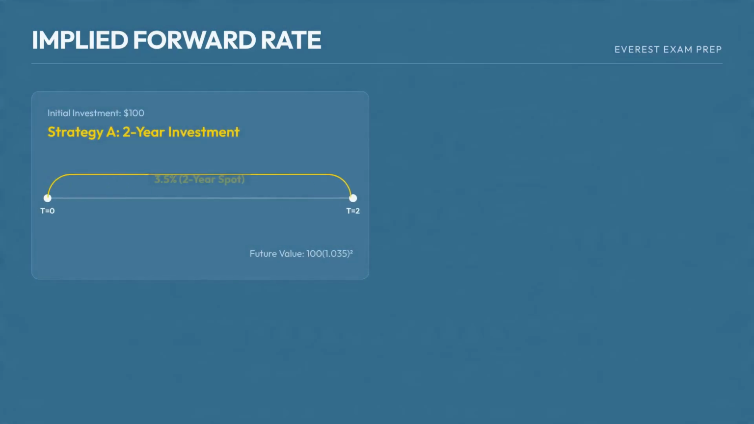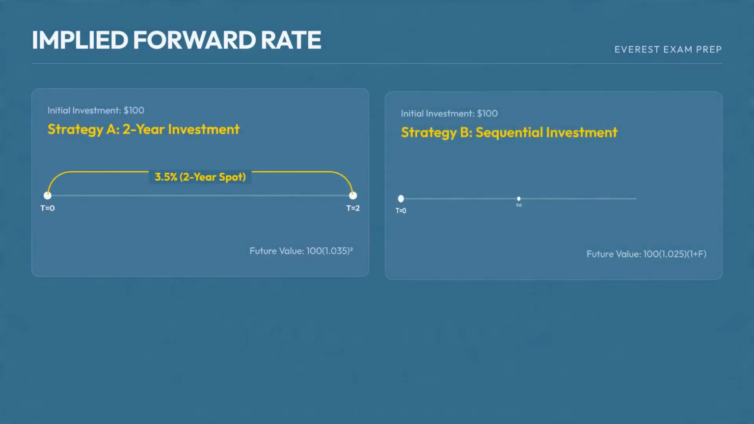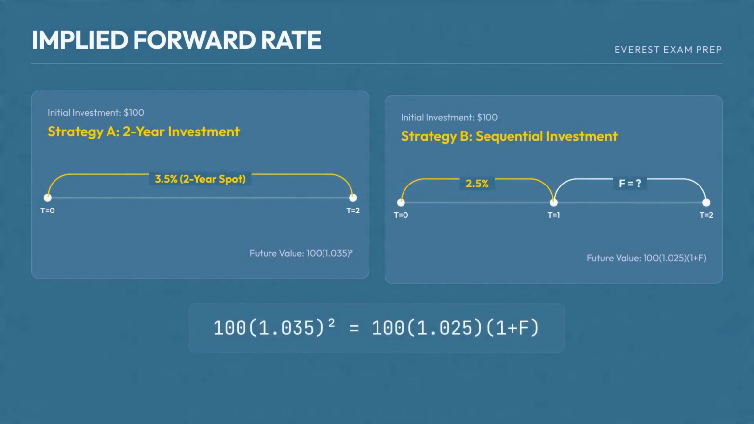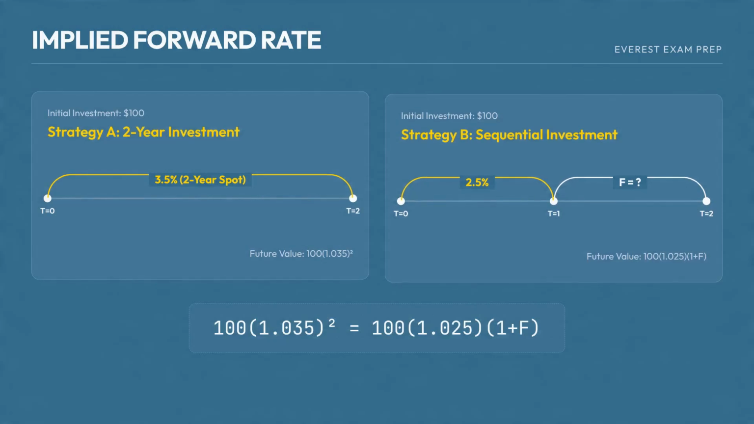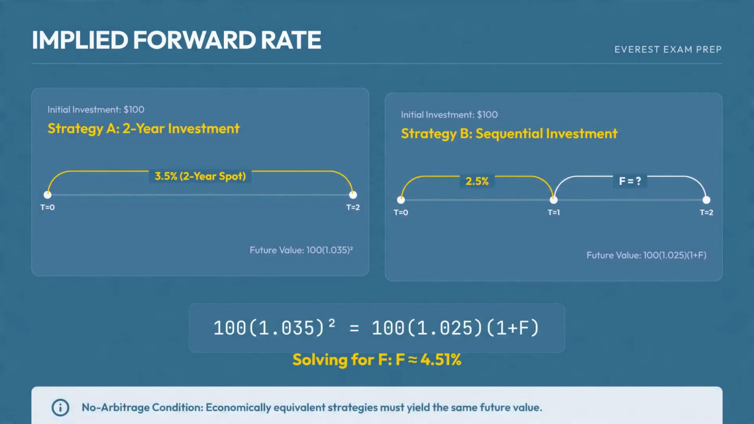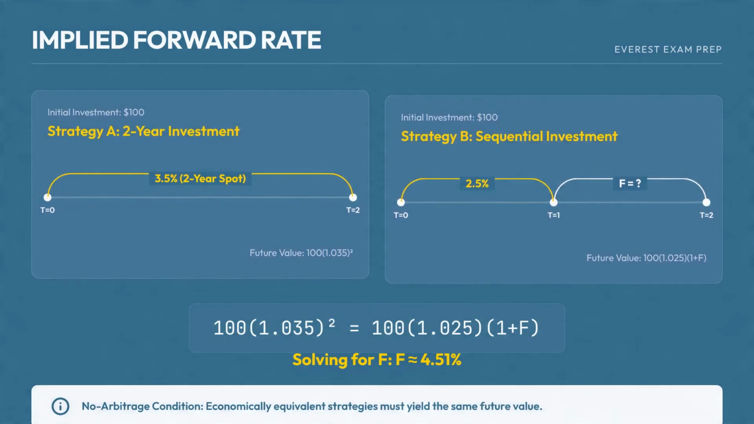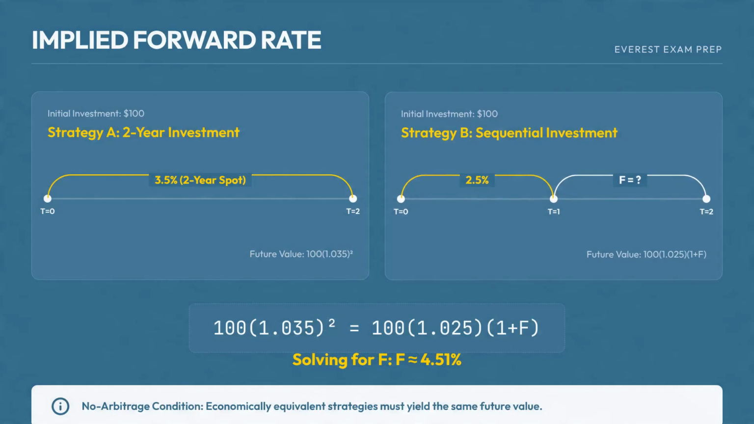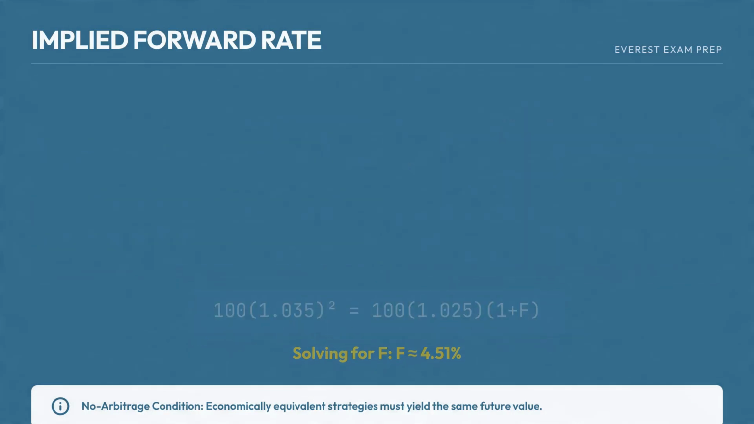A 1-year rate is 2.5%, and a 2-year rate is 3.5%. The 2-year strategy grows 100 to approximately 107.12. Set that equal to 100 times 1.025 times 1 plus the forward rate. Solving gives a 1-year forward rate of approximately 4.51%. Any materially different rate could create an arbitrage opportunity.